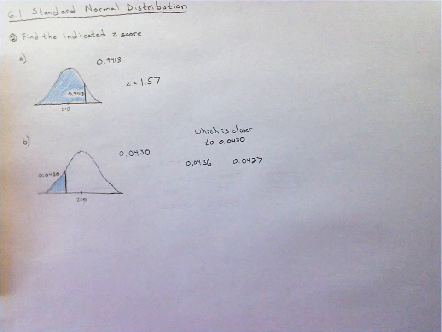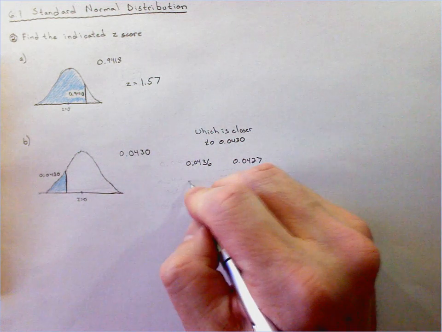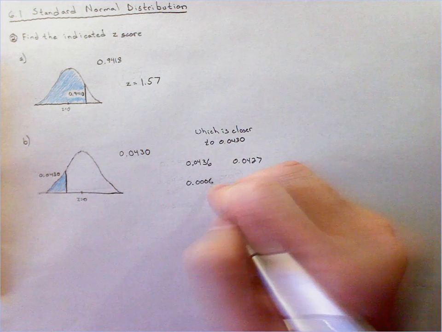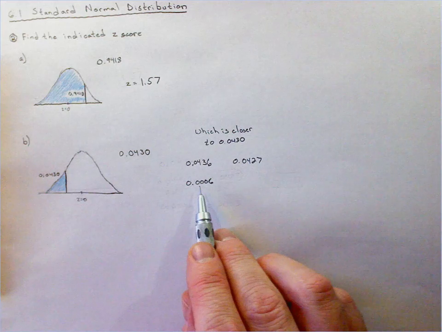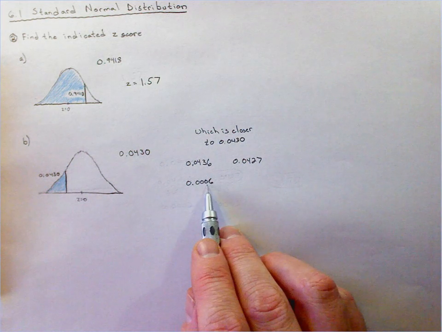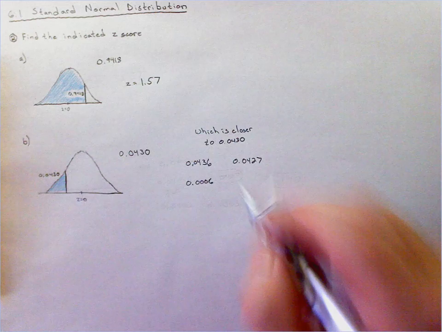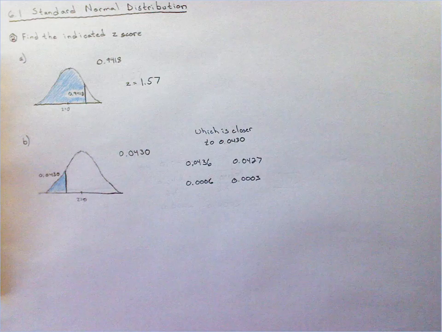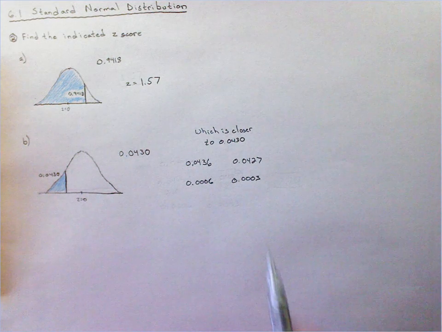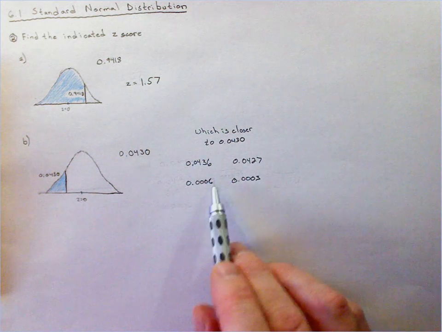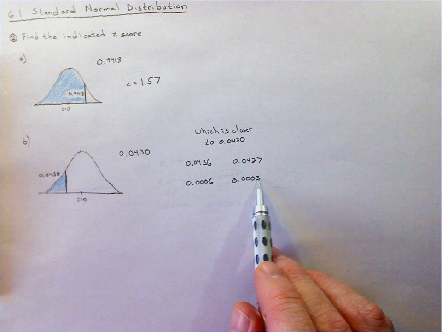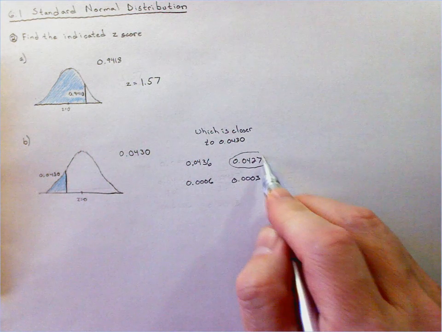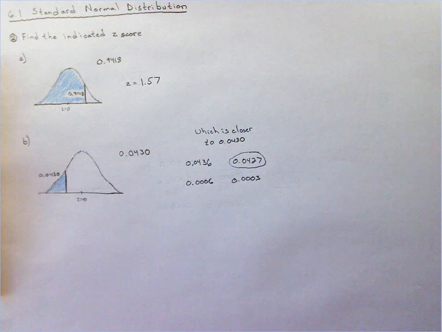How I do that, I find the difference between them. This one is, let's see, I'm getting in trouble by doing it in my head. This is 6 ten-thousandths away, and this one is 3 ten-thousandths away. This one is the closer representation.